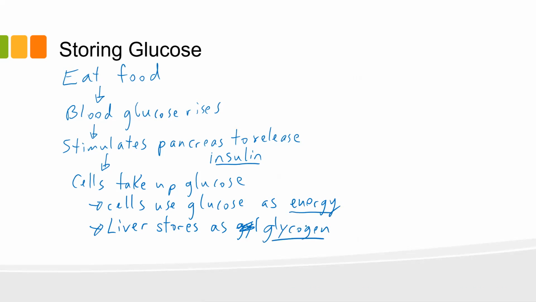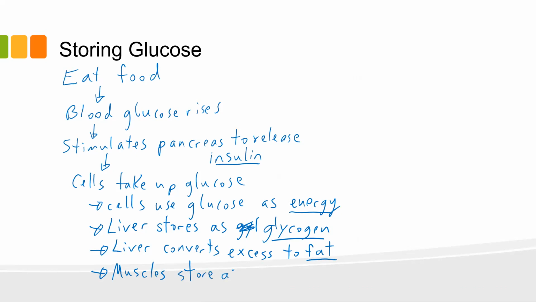We have energy, we have glycogen, and your liver, of course, has a capacity in terms of how much it can store. So any excess gets converted to fat. So it converts excess to fat. And the last thing that happens with your glucose is that your muscles can store some glycogen, right? So muscles store as glycogen.